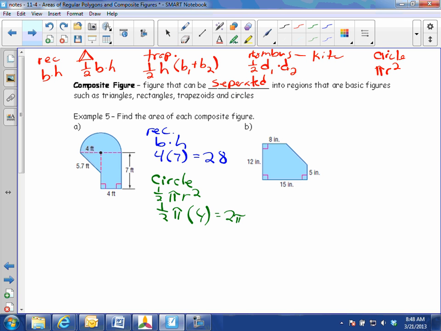Okay, and then our last piece is this triangle. I've done the area of a triangle.